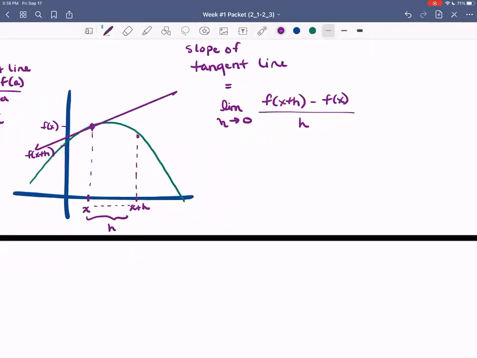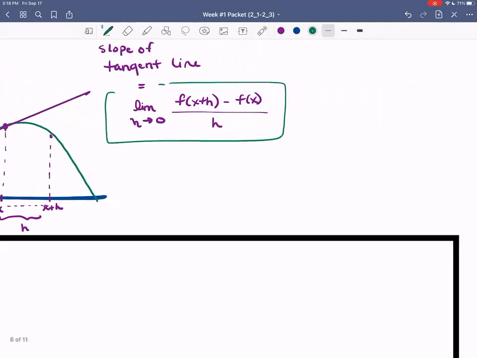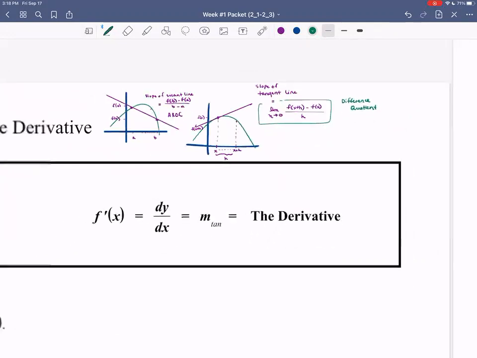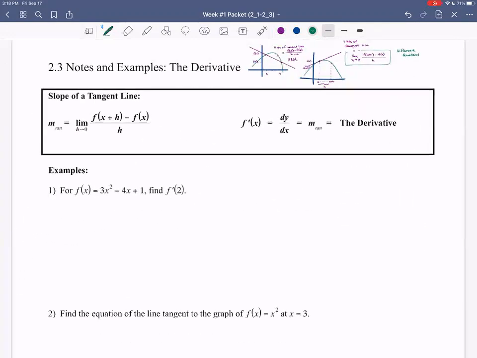So the slope of the tangent line can be computed using the following limit, which we'll see in a little more detail in the next bit. Compute this limit as h goes to 0. Typically this setup is called the difference quotient. So we will be seeing some of that language coming up in this section and in more sections of our notes.